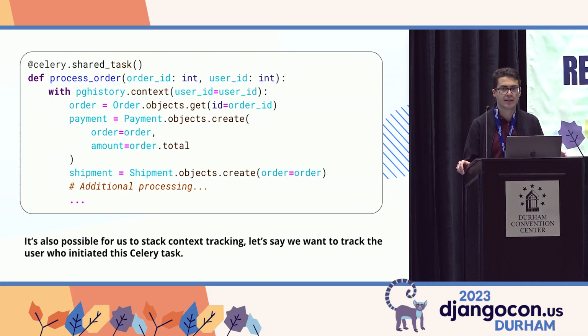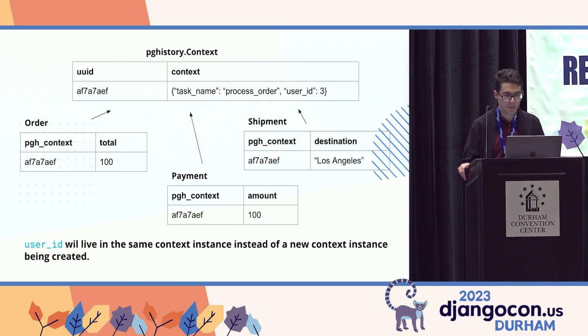And what's going to happen is, instead of two context instances existing, these are going to get aggregated into the same context table instance. So you don't have to worry about extra queries here or any performance implications. It's really easy. You can stack this context as much as you want and really not worry about it. And it's all going to be aggregated cleanly for you.